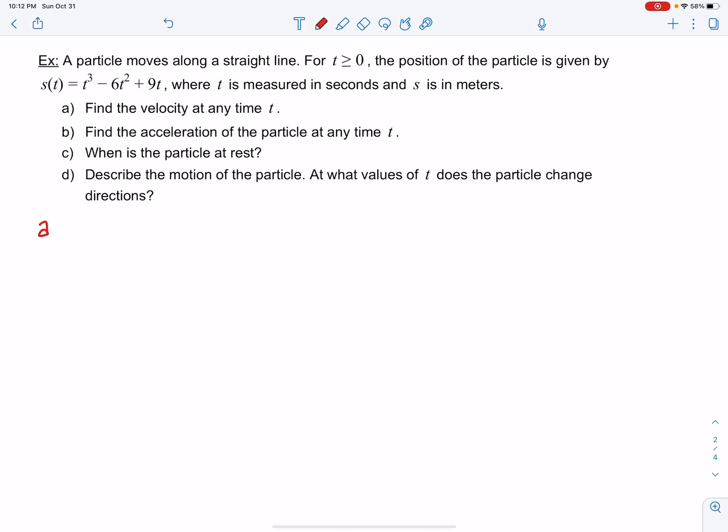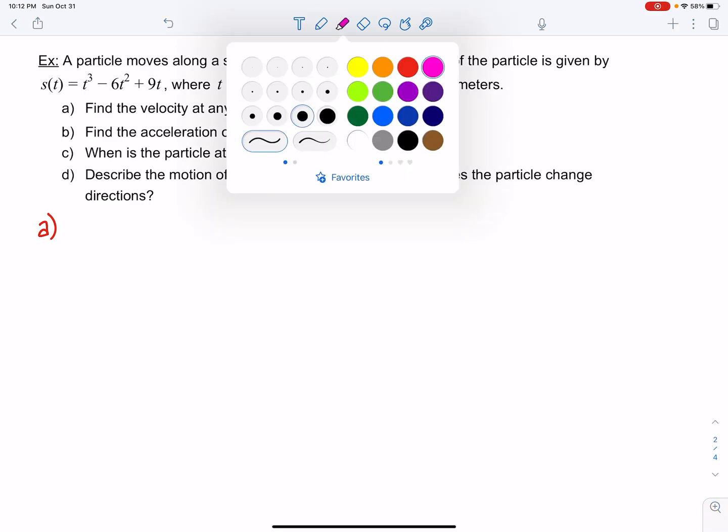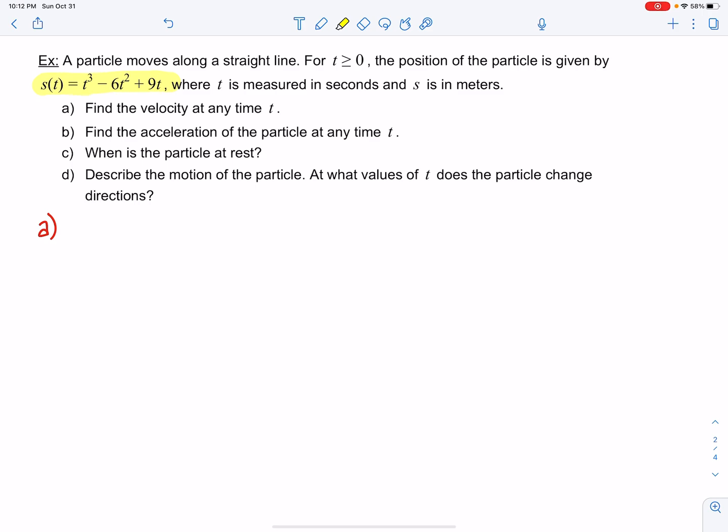So the first and the second parts here are really easy. We know our position function, because that's what's given to us here. s of t equals t cubed minus 6t squared plus 9t. So to find the velocity at any point in t, we just need to find the derivative of the position function. So here we can say that our velocity at any point t is going to be 3t squared minus 12t plus 9.